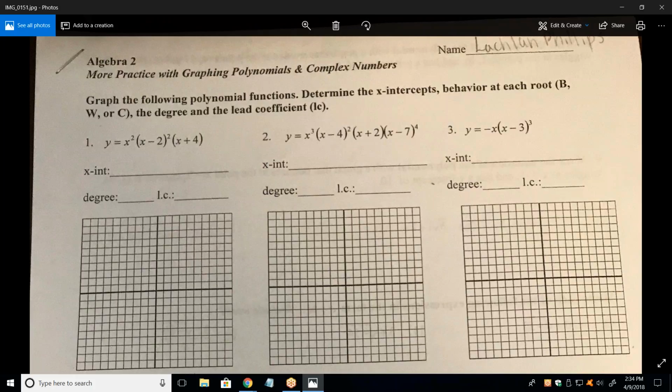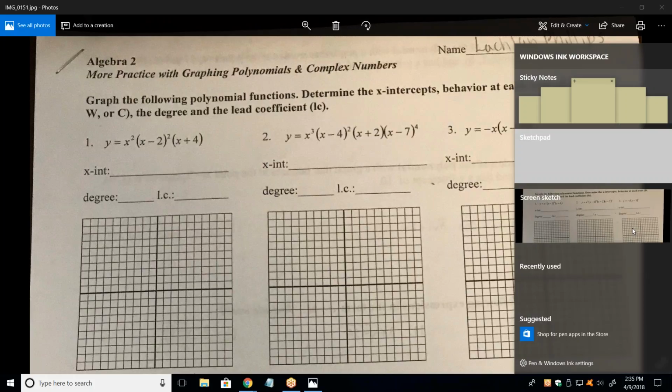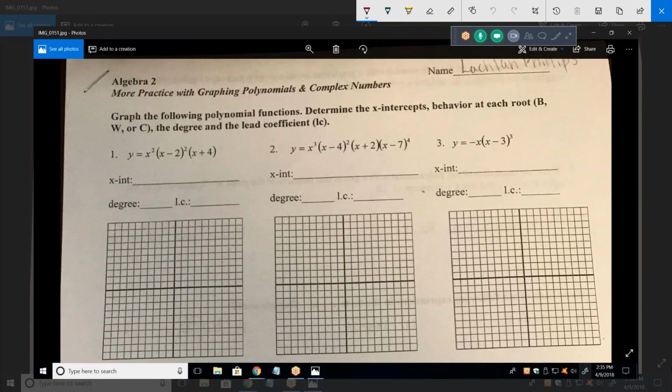So let's look at question number 1. Before we can graph it, we kind of need to know these things. So they say graph it. I'm assuming they do not let you use your calculator here. No. Okay. So let's start with the x-intercepts, the first thing they ask for.